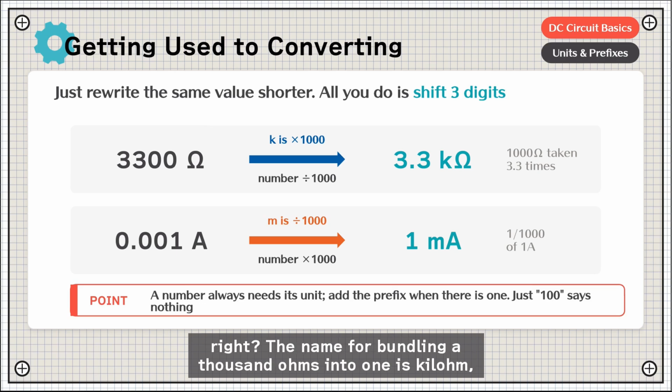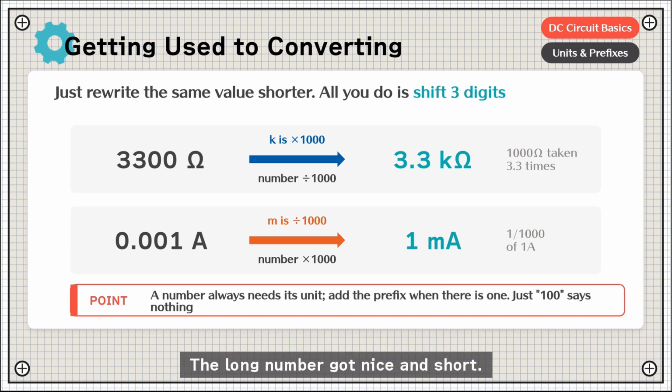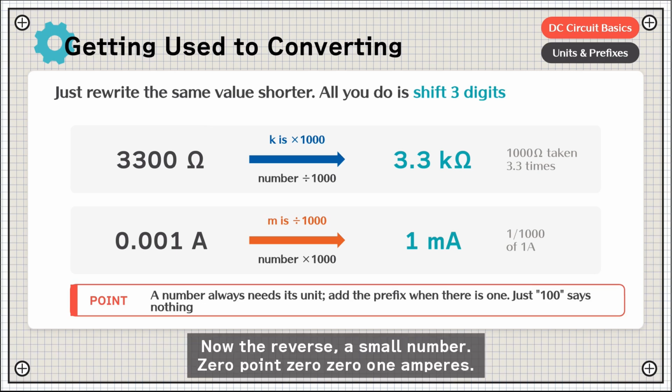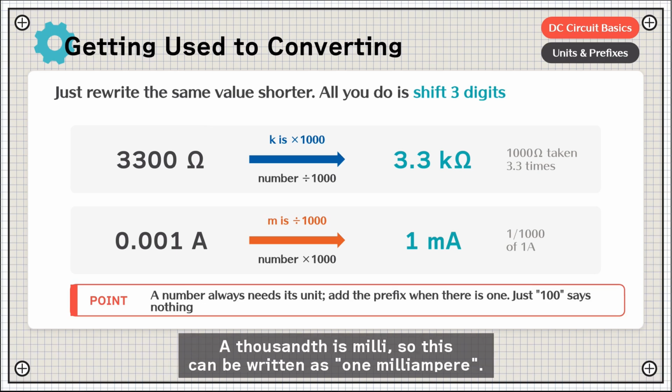The name for bundling 1,000 ohms into one is kiloohm, so 3,300 ohms can be written as 3.3 kiloohms. The long number got nice and short. Now the reverse, a small number, 0.001 amperes. This is 1 ampere taken to 1,000th. 1,000th is milli, so this can be written as 1 milliampere.